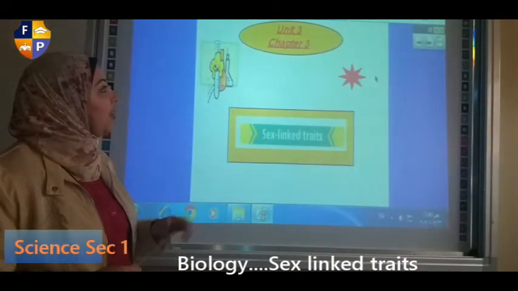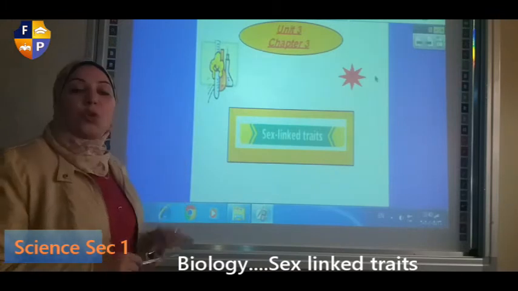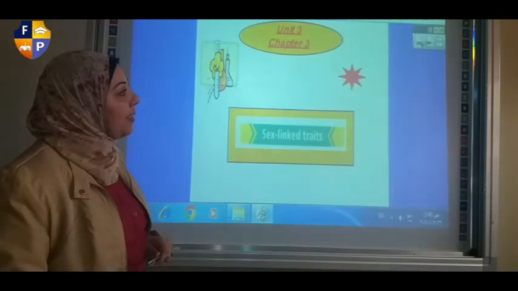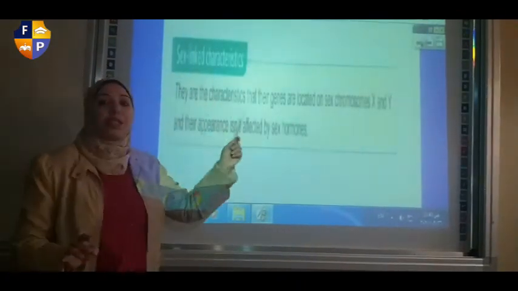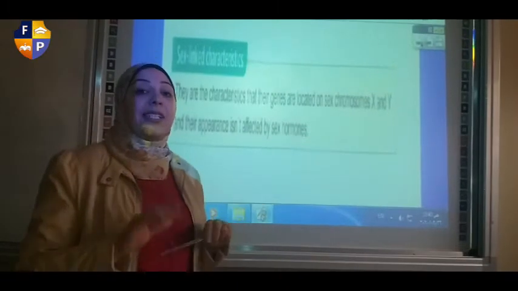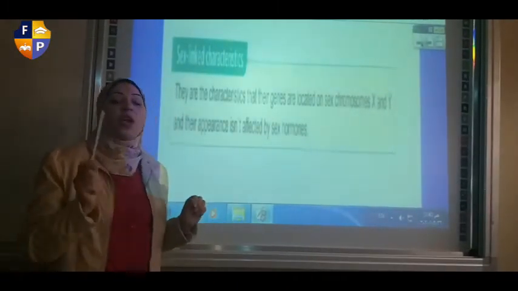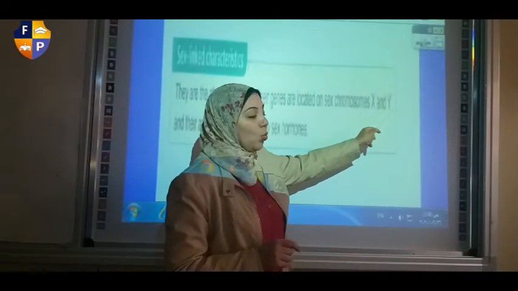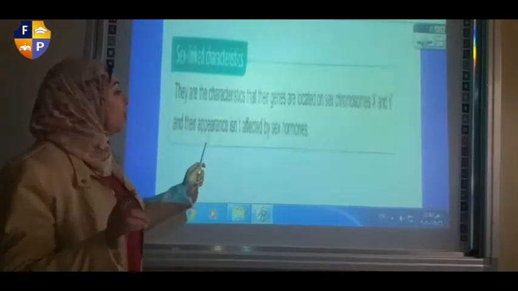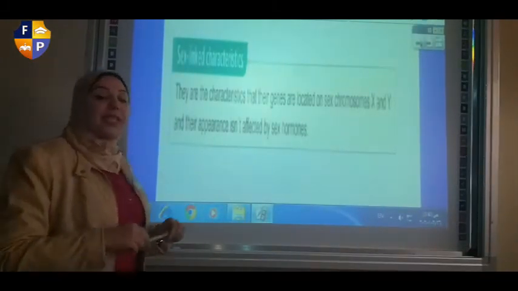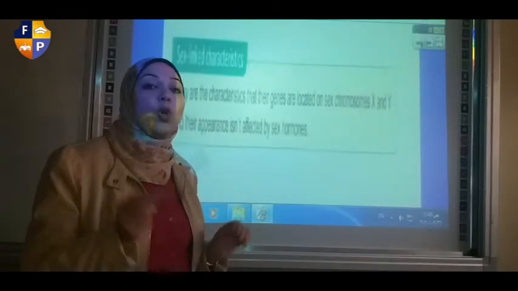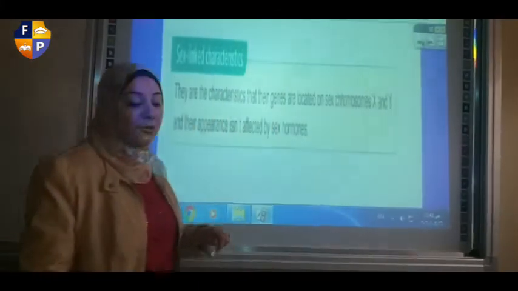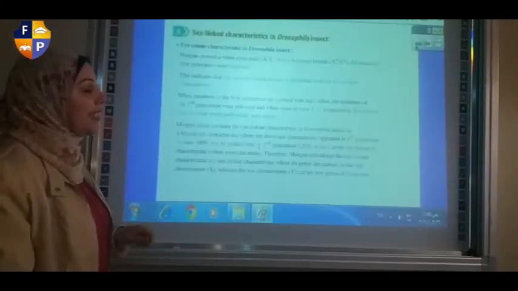We will study, inshallah, the last lesson in Unit 3, which talks about sex-linked traits. Who can tell me what is meant by sex-linked traits or sex-linked characteristics? Sex-linked traits are traits or characteristics which are present only on sex chromosomes, which may be X and Y, and are not affected by sex hormones. So they are traits located on sex chromosomes, X and Y, and are not affected by any sex hormone.